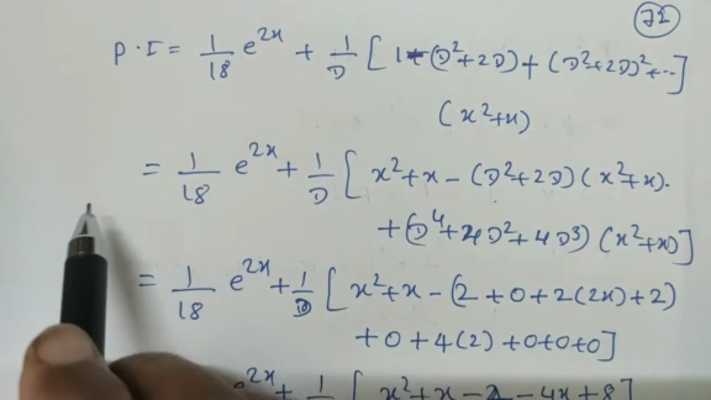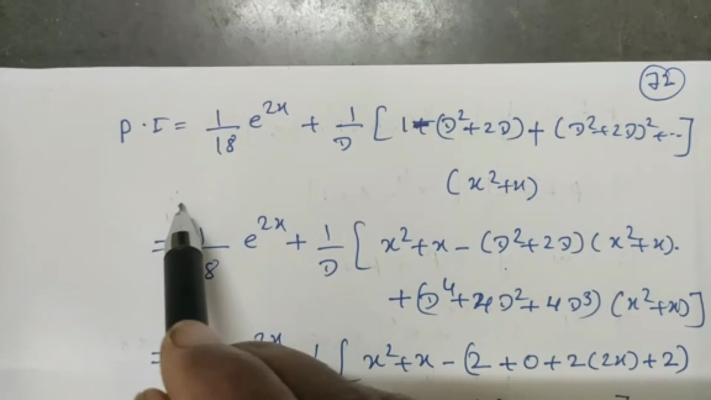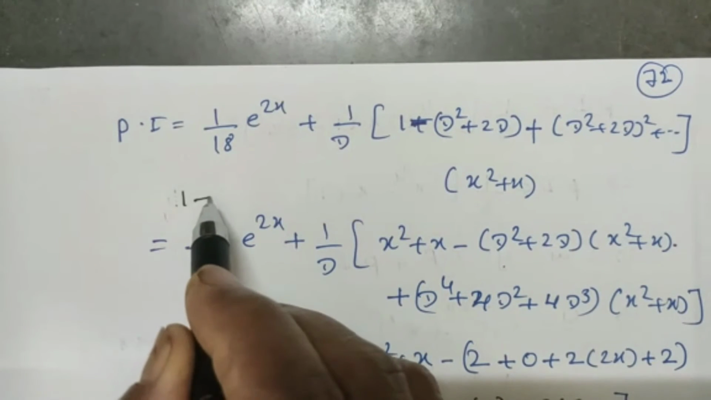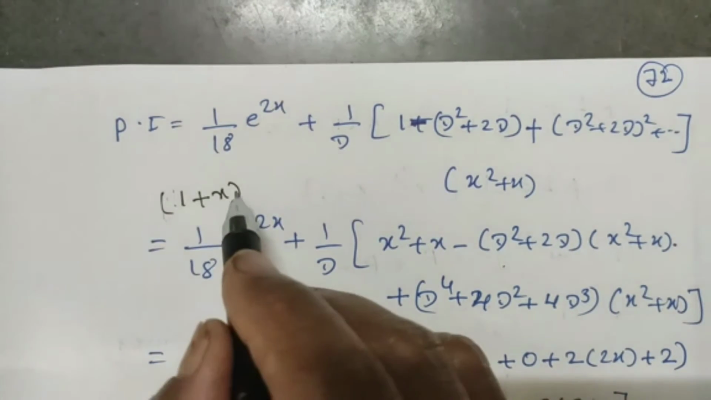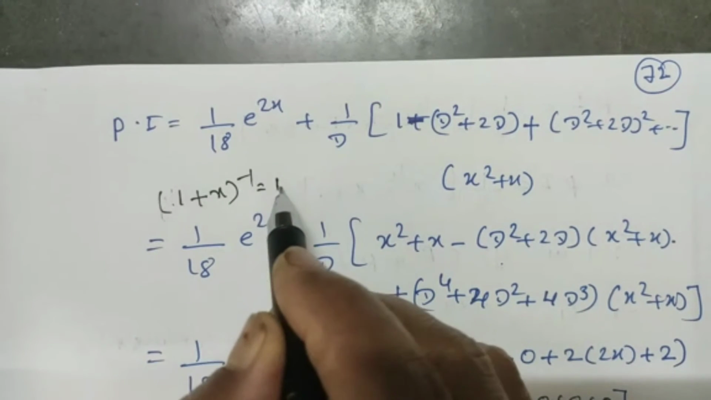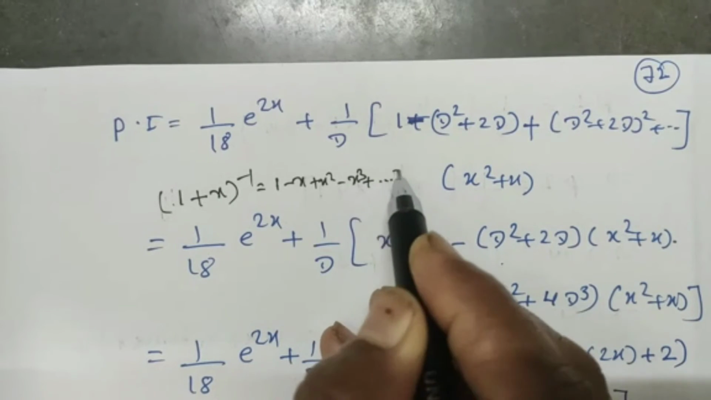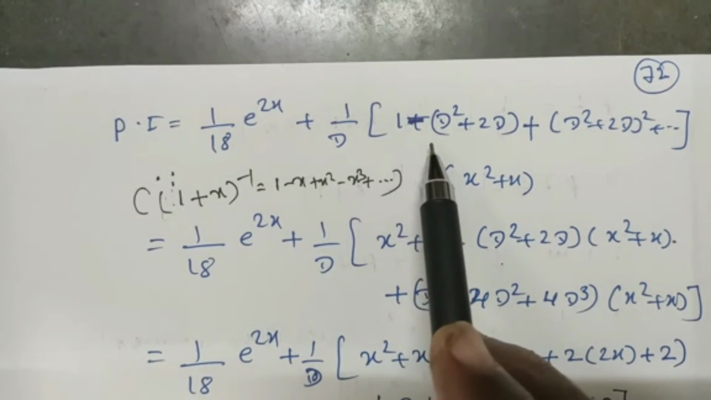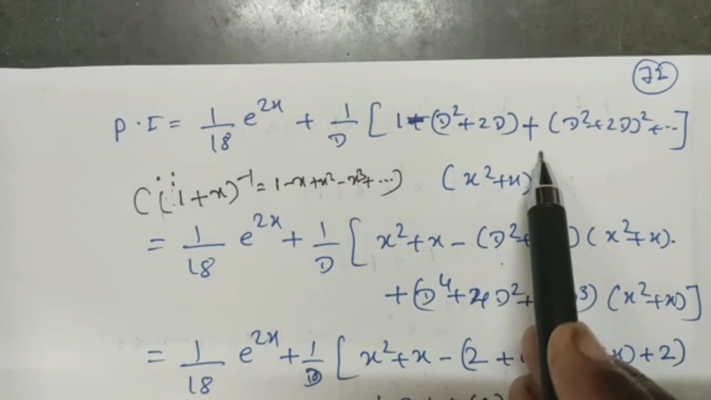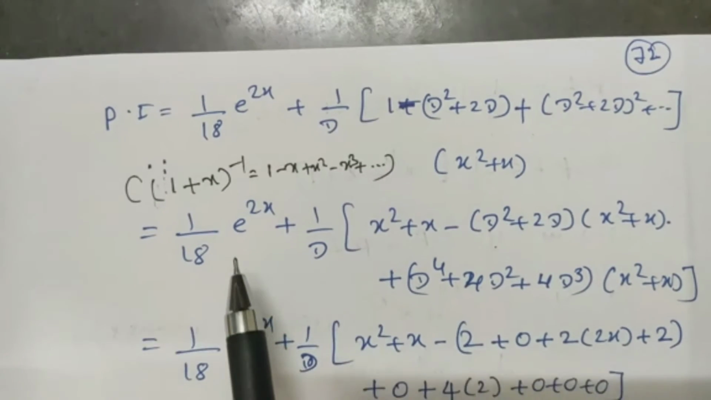This one, I just told you, 1 plus x to the power of minus 1 is equal to 1 minus x plus x square minus x cube plus etcetera. Use this formula. This formula you have to use here. So it is 1 minus d square plus 2d plus d square plus 2d whole square, etcetera, of x square plus x.